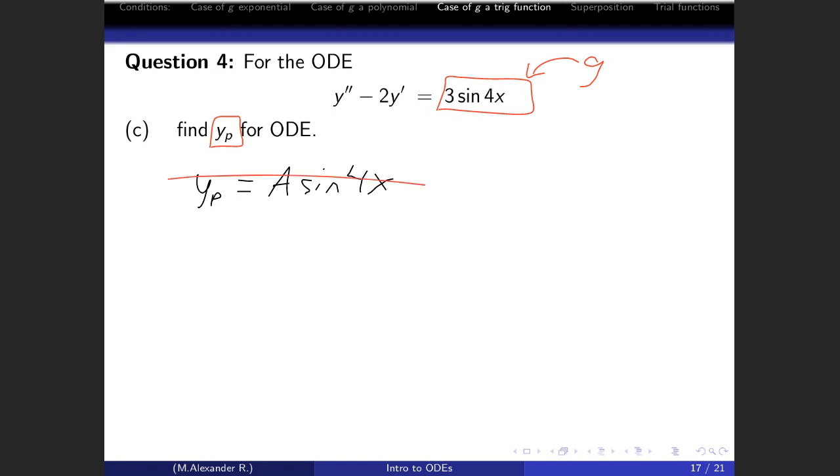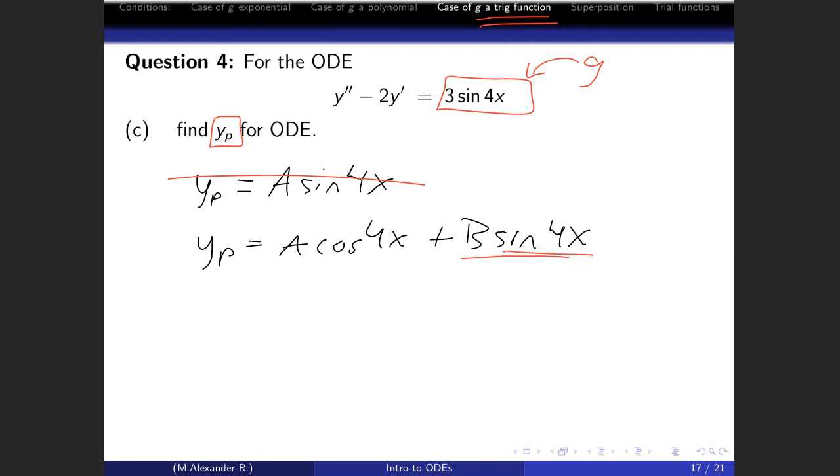But I want to tell you that whenever we get to the trig functions, our guess has to be a little bit more expanded. So it's going to be a cosine of 4x plus b sine of 4x. You cannot just guess that it's going to be a number times sine 4x. You also have to include the cosine part.